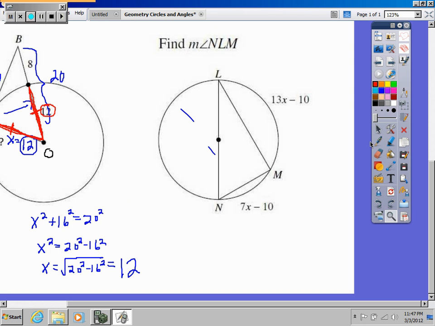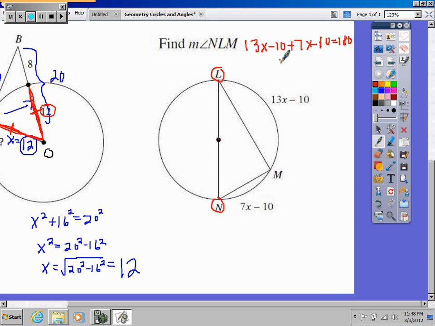Okay, let's look at this last example then. In the last example, we're told that we have an arc that is 13x minus 10, and another arc that is 7x minus 10. Because again it goes through the center, we know that all the way from N to L is 180 degrees. So I'm going to start off by writing a simple equation saying 13x minus 10 plus 7x minus 10 has to equal 180.